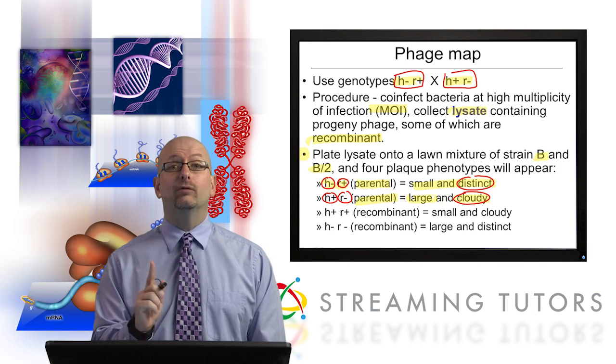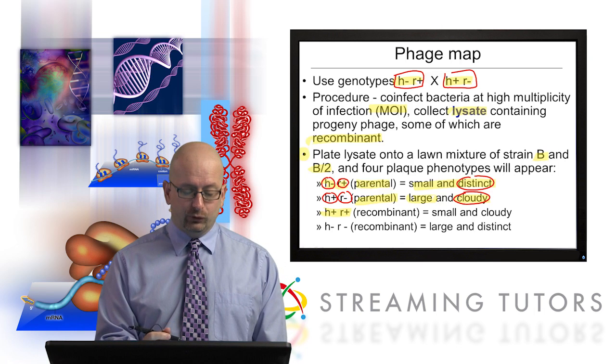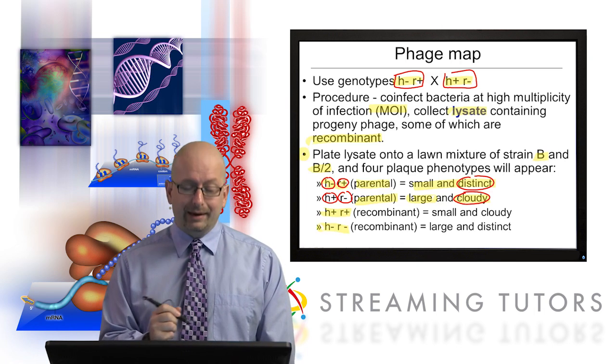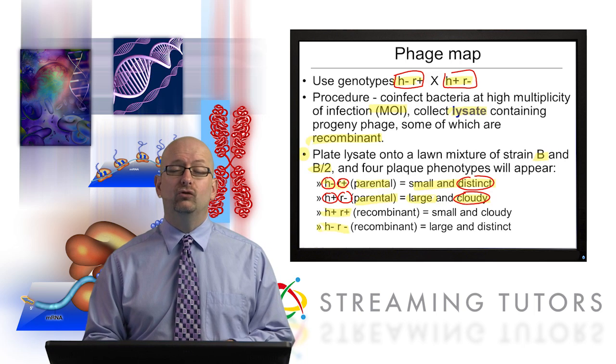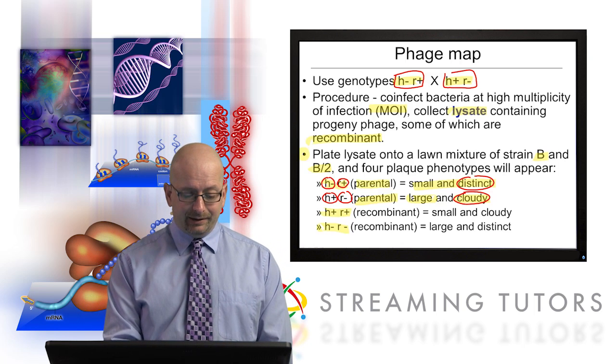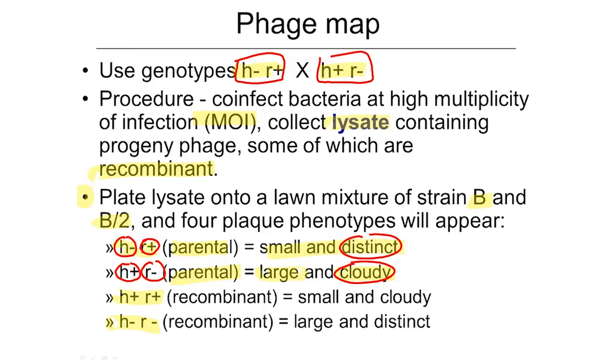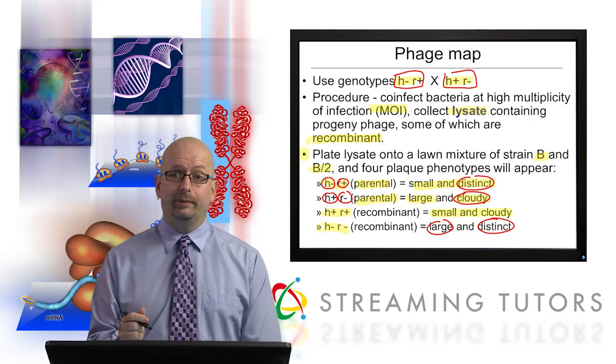Know that those are parentals. If you're looking for recombinants, you could predict what they would be, because H plus R plus would be one recombinant and H minus R minus would be the other recombinant, right? Generally speaking, when one's created, the other will be created as well, and you can just sort of mix and match. If it's H plus R plus, that's fully wild type, which means small and cloudy, right? If it's fully mutant, we're going to have large and distinct. It may seem a little bit of an abstract idea, but if you know what you're doing and you look at these plates, you can definitely tell these types of plaques apart. Okay?